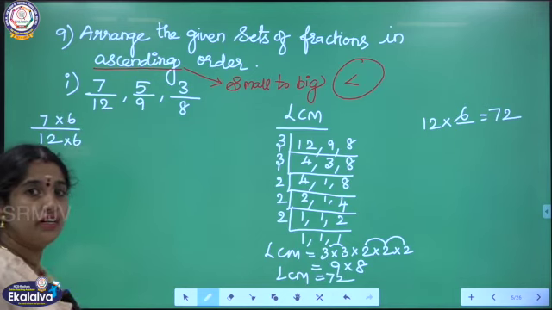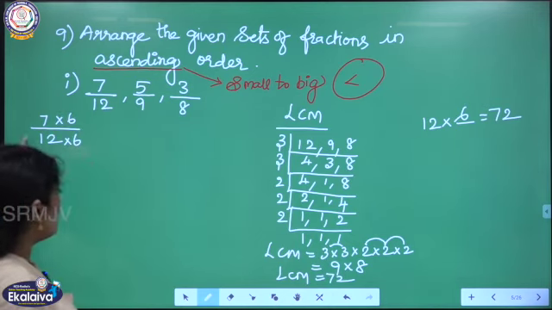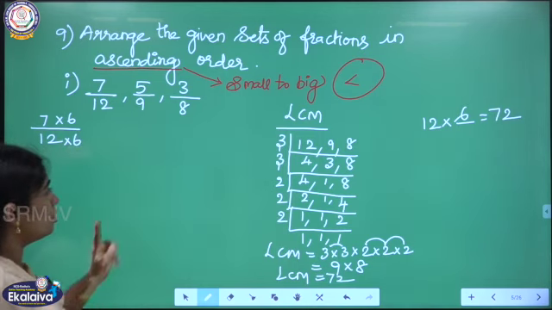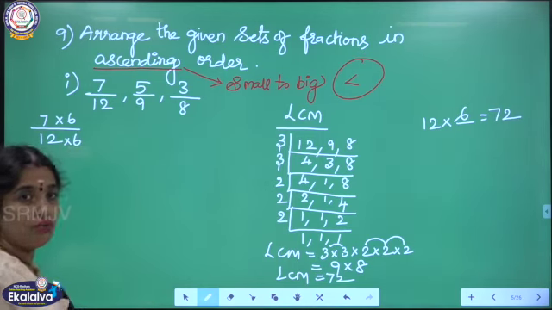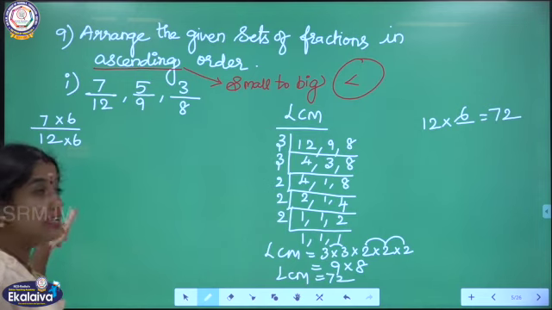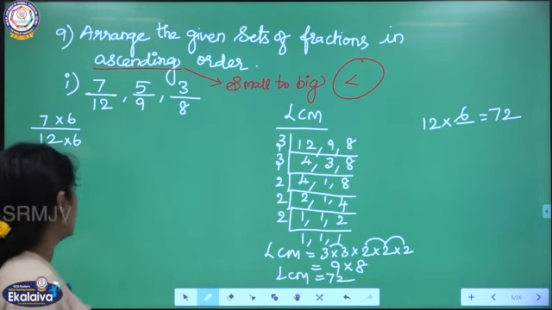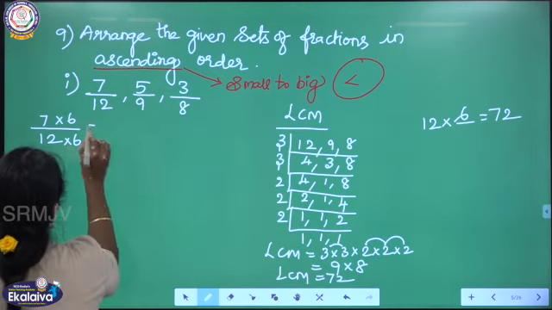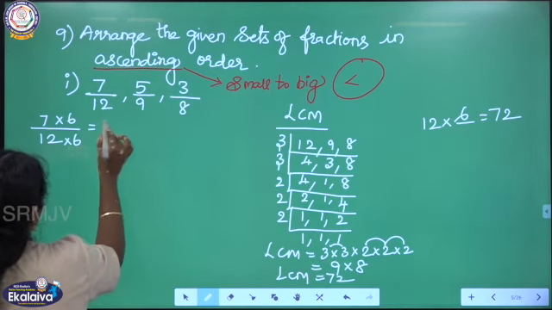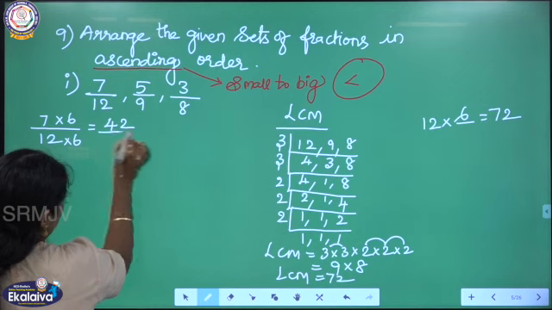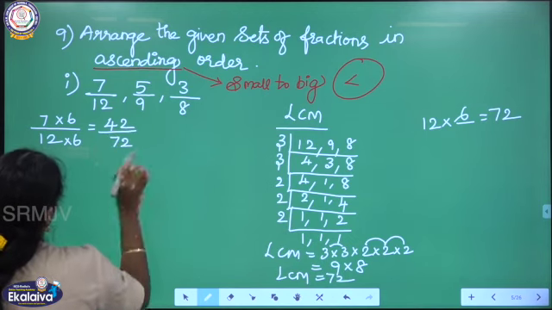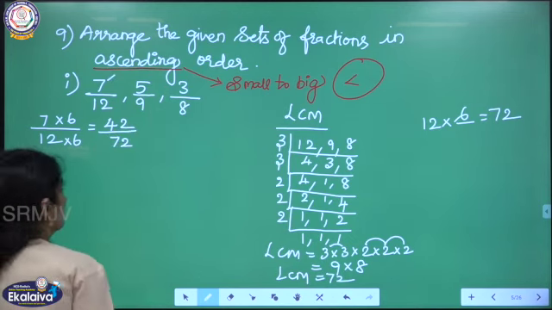Can you clear this, children? I have to make my denominator 72. So 12 into 6 is 72. So I am multiplying by 6. Same thing I have to do where? Numerator. Next one, see this. Now you multiply the 6 7s are 42 by 72. Okay, this part is over.